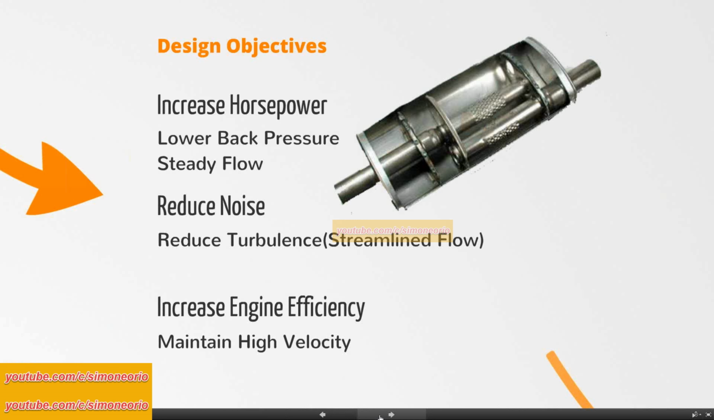So we want to maintain a high velocity throughout this muffler system. And what you see up to the right is a stock or an OEM style. So you have an inlet flow coming in from the right, coming out of this perforated chamber, entering into this perforated chamber as it recycles back through, and then out the tailpipe.